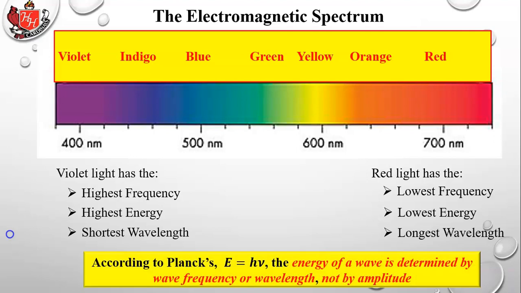According to Planck's law equation, energy equals h times nu. The energy of the wave is determined by the wave frequency or wavelength, not by the amplitude. So higher frequency is higher energy, and shorter wavelength is higher energy.